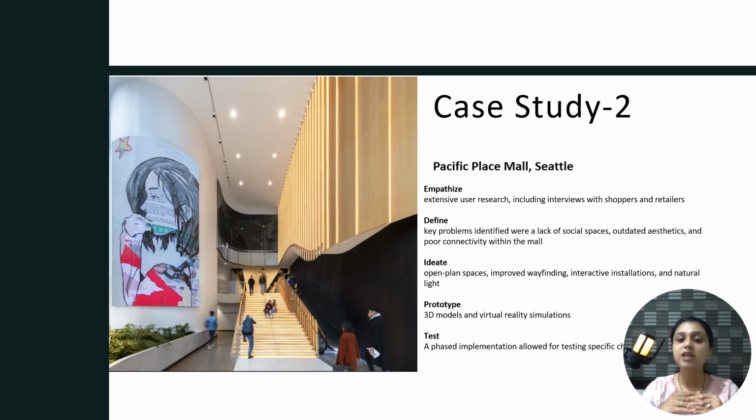To understand what happened here, the first thing was they did extensive user research. They interviewed the shoppers, they interviewed the retailers to find out what the problems are. This is always supposed to be the first step that you do. Second, they defined the key problems. The problems that they identified were that there was a lack of social spaces. Yes, there were spaces where people could shop, but there were not spaces where people could actually just sit and talk and relax and chill for a while.